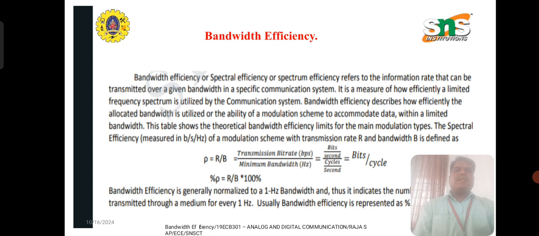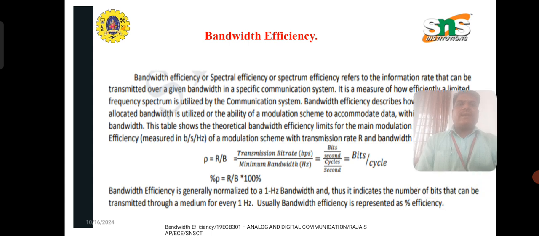The spectral efficiency of a modulation scheme with transmission rate R and bandwidth B is defined as rho equal to R by B, that is, the transmission bit rate to the minimum bandwidth in hertz. It is also represented as a percentage, rho equal to R by B in percentage. Bandwidth efficiency is generally normalized to a 1 kHz or 1 Hz bandwidth, and it indicates the number of bits that can be transmitted through a medium for every 1 Hz. Usually bandwidth efficiency is represented as a percentage of efficiency.